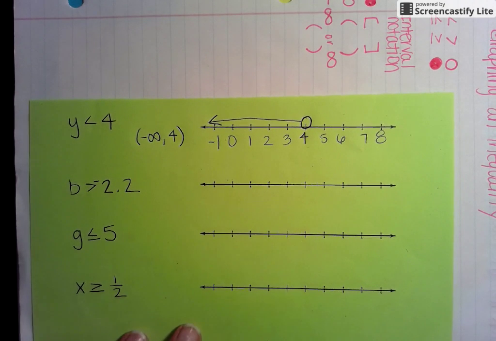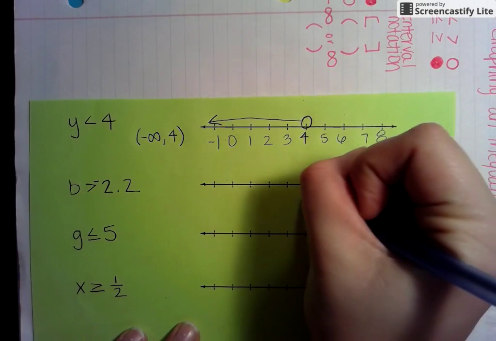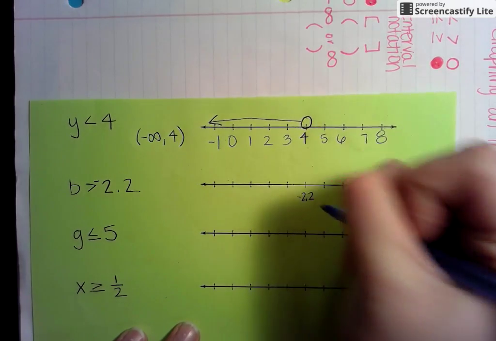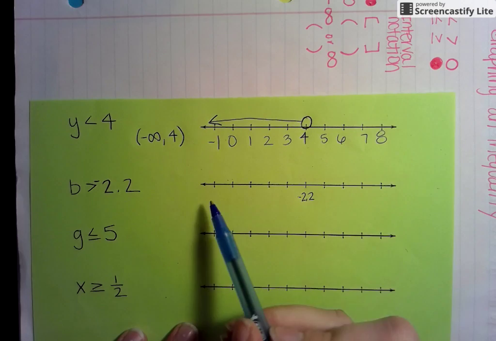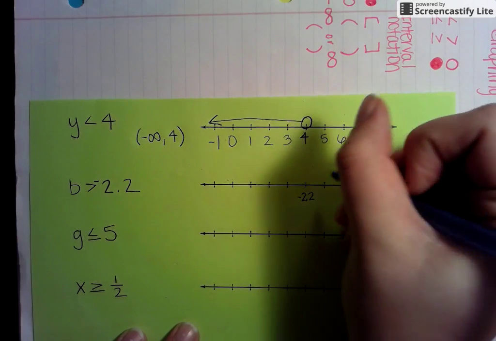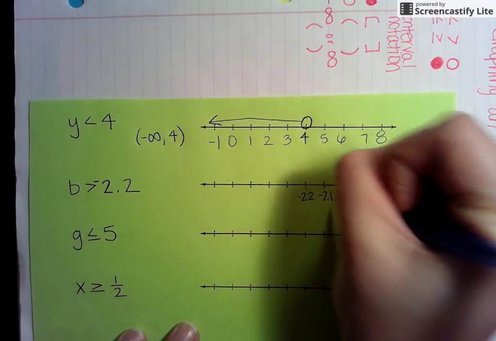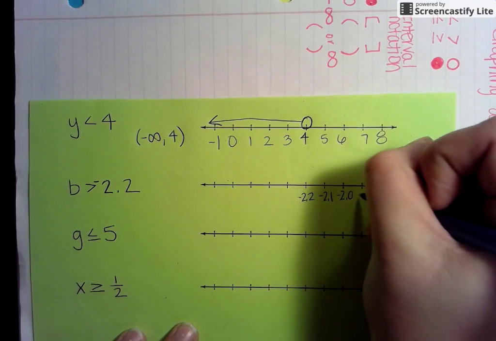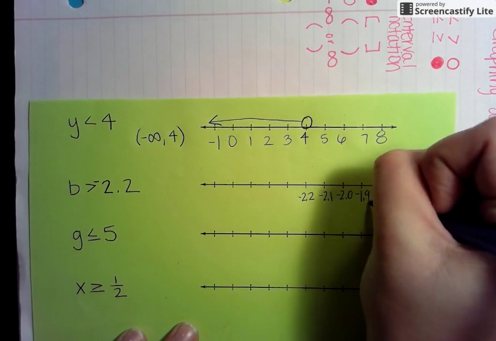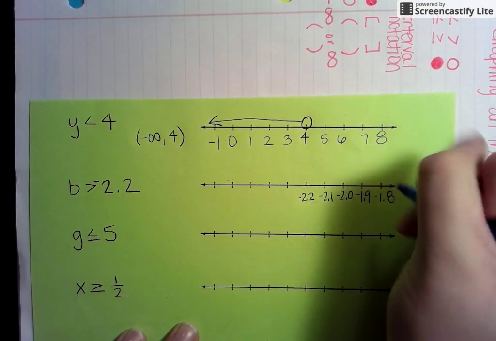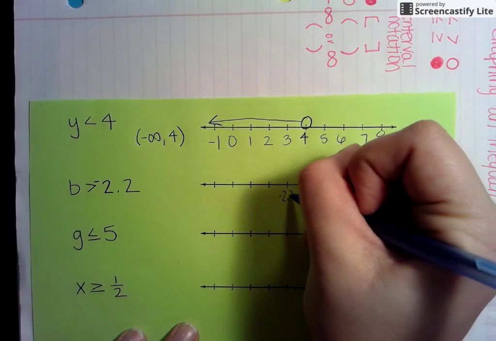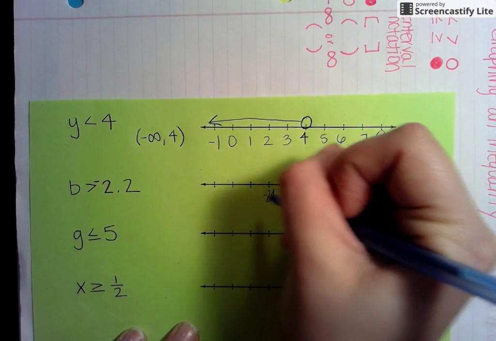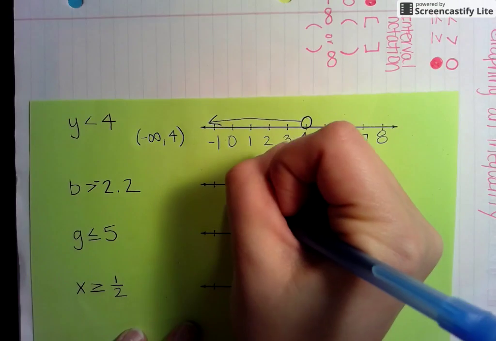So in this case, we have b is greater than -2.2. So what I'm going to do is fill up my number line. I want to make sure it's always in numerical order, so it's least to greatest. So in this case, we want to make it -2.1, -2.0, -1.9, -1.8. So then I have -2.3, -2.4, and so on.